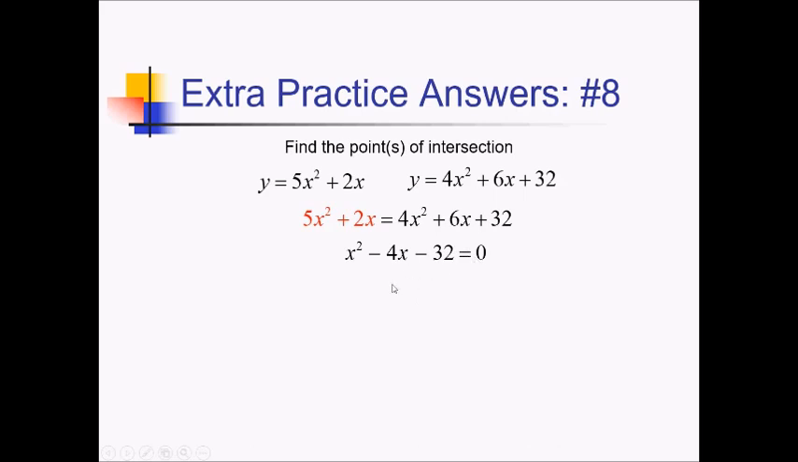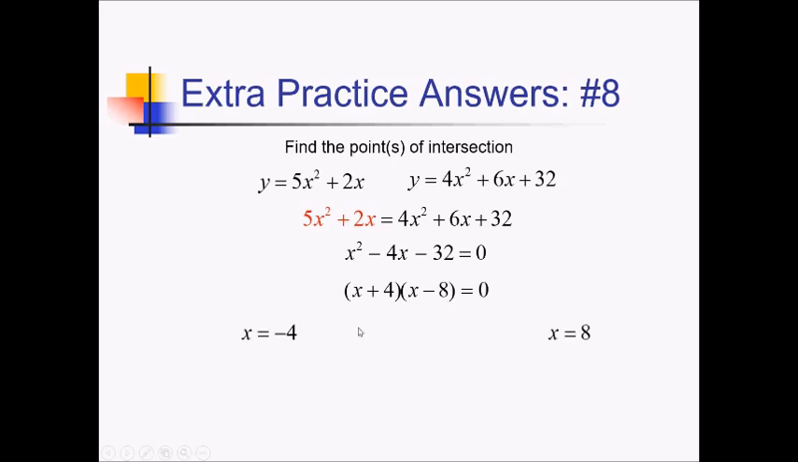Let's try it out. We need factors of negative 32 that add up to negative 4. 1 and 32 won't do it, neither will 2 and 16. But 4 and 8 might be a winner. If I have positive 4, negative 8, that adds up to negative 4. So I can split this up into x plus 4, x minus 8. And then setting each of these equal to 0 and solving, we see that x equals negative 4 or 8.